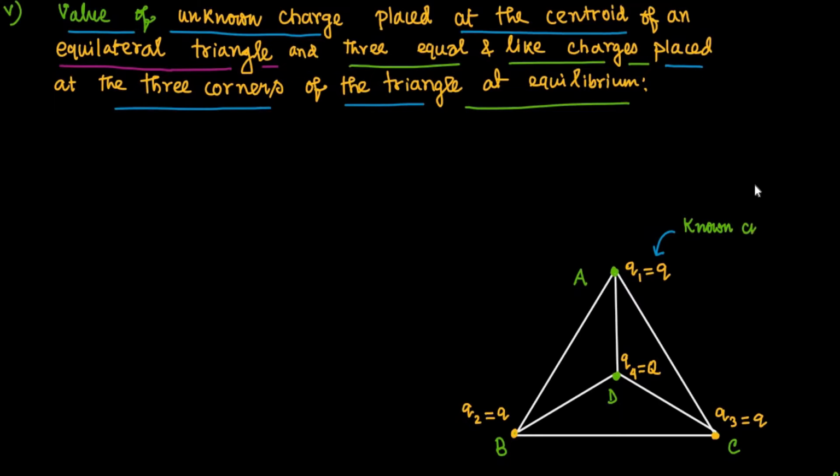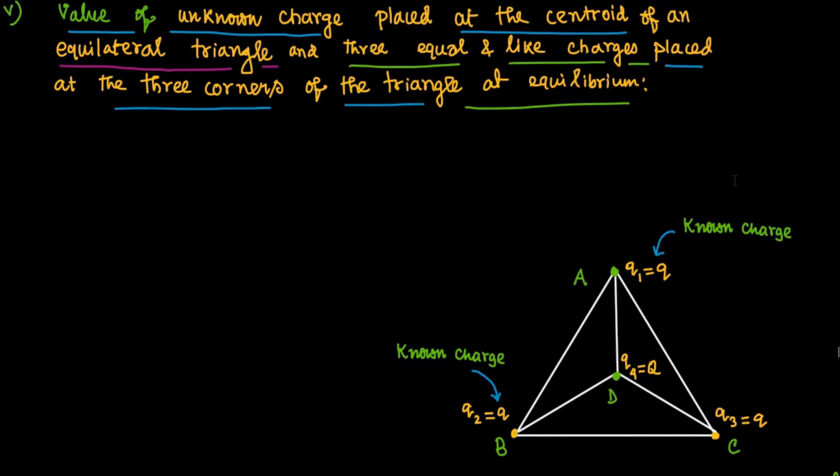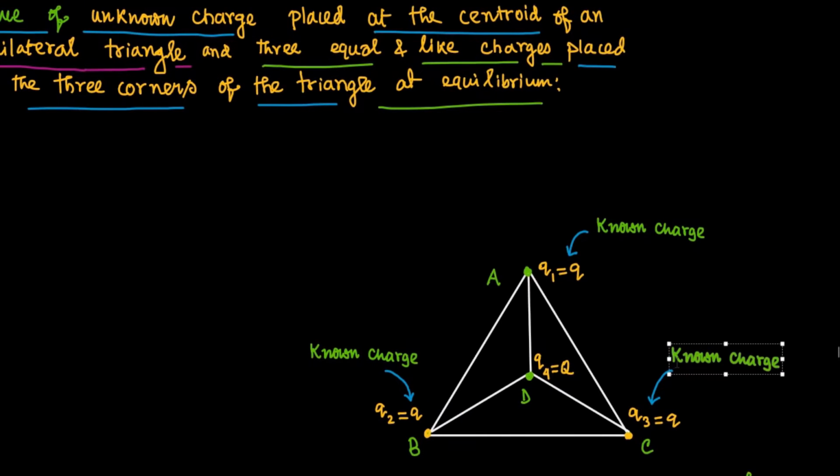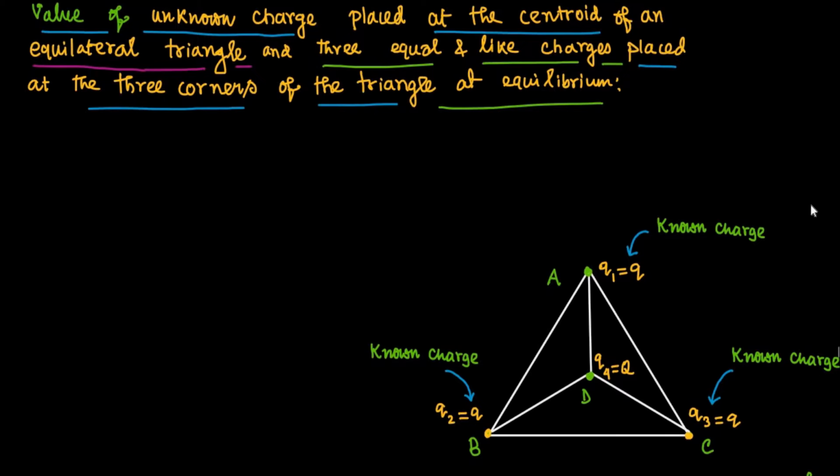Here Q1 equal Q is one of the known charges. Q2 equal Q is another known charge. And the third known charge is Q3 equal Q. And Q4 equal capital Q is the unknown charge.